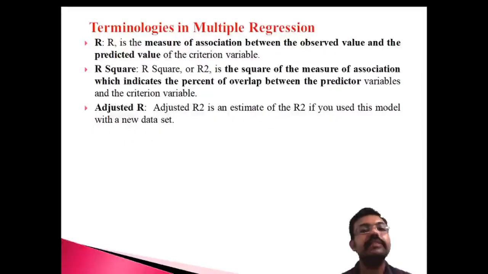Okay, then what are the terminologies? The multiple regression നമ്മൾ SPSS ൽ perform ചെയ്യുമ്പോൾ ഒരുപാട് ടെർമിനോളജീസ് കാണാൻ സാധിക്കും. What are the important terminologies? Basically three important terminologies. One is R, another one is R square, and third one is adjusted R. ഈ മൂന്ന് ടെർമിനോളജിയാണ് മൾട്ടിപ്പിൾ റിഗ്രഷനിൽ ഏറ്റവും ഇമ്പോർട്ടൻ്റ് ആയിട്ട് വരുന്നത്.